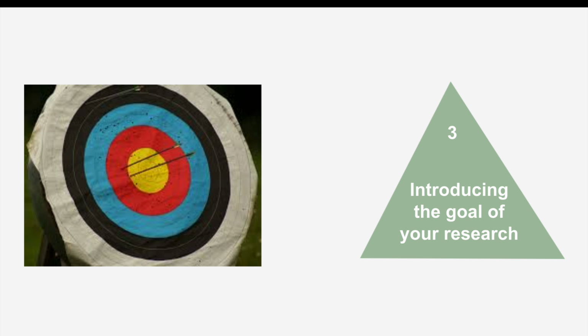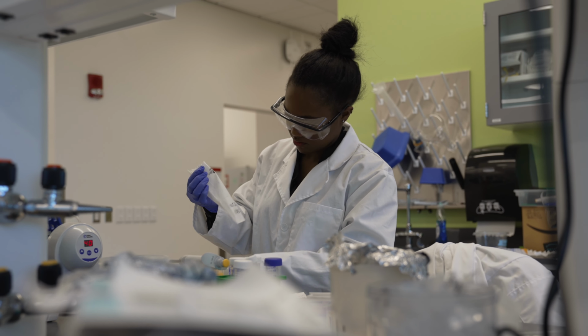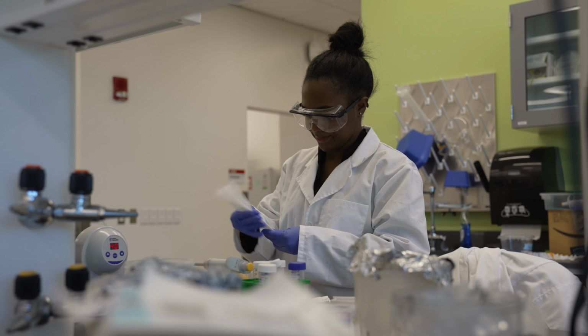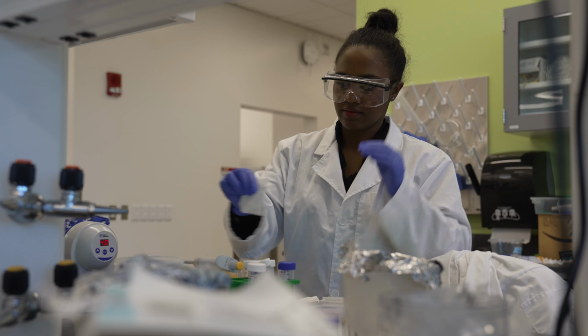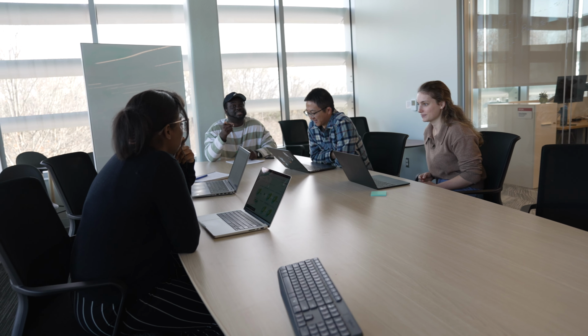In Step 3 of your abstract, you introduce the goal of your research. This is also typically written in 1 or 2 sentences, depending on the scope of the project, and can be either in the past or present tense. It's also the first point in the abstract where you refer to your work by saying "this study" or "we." This is important to remember.